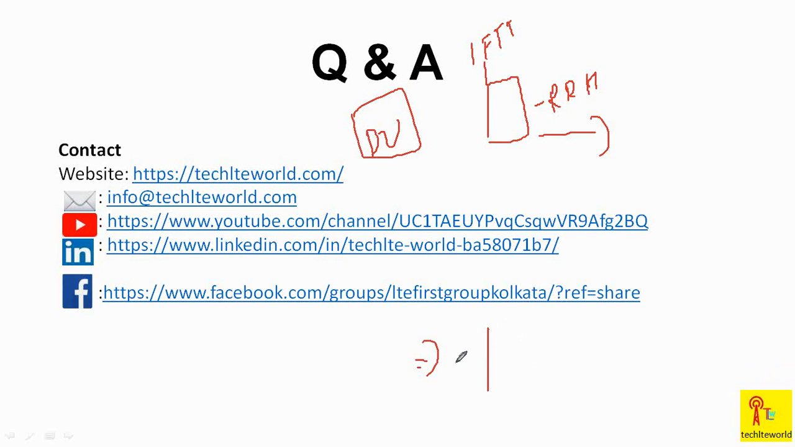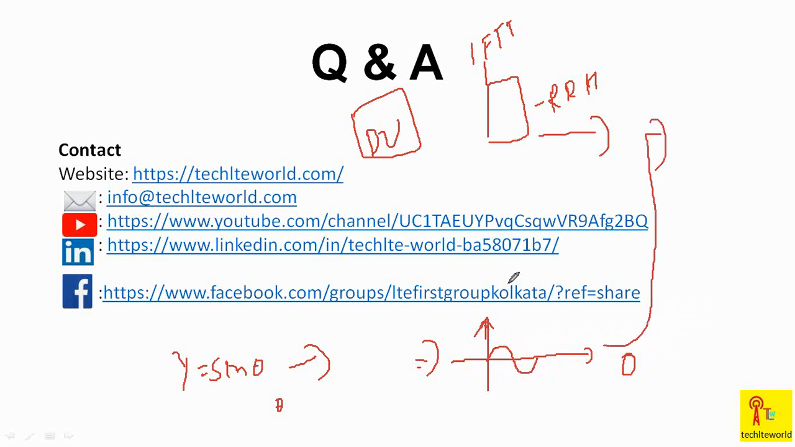Suppose I try to explain this analogically. Suppose this is your signal, a sinusoidal signal, a sine wave, y equals sine theta. If your timing is in sync, then your signal will behave like this. Suppose your DU and CU timing is okay, but your oscillator has some phase difference. Both oscillators are time synced, but the oscillator has some phase change. Suppose y sine theta slightly becomes y sine theta plus some phi.